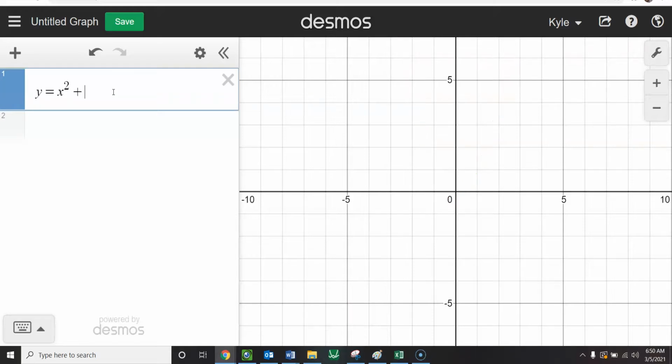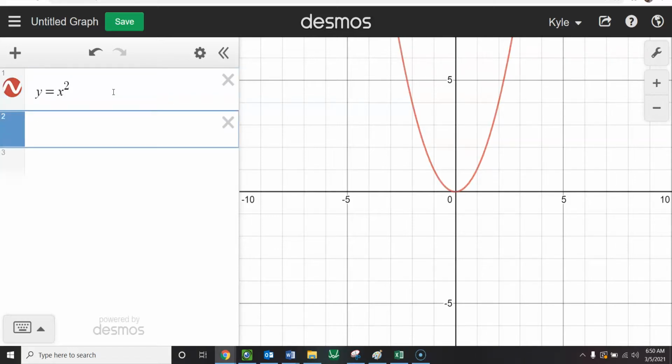Okay, vertical shifts are on the outside. If I add just some number, it moves everything up 5. If I subtract some number, it moves everything down 2, down 3, down 4, down 5. You get the idea. But now when we're just affecting the x coordinate, we're going to need some parentheses here. And actually, I'll start a new one.